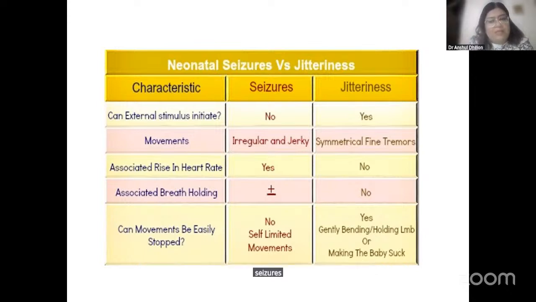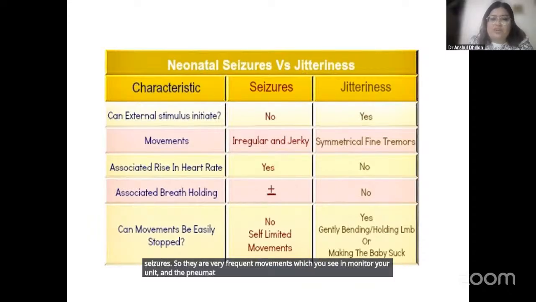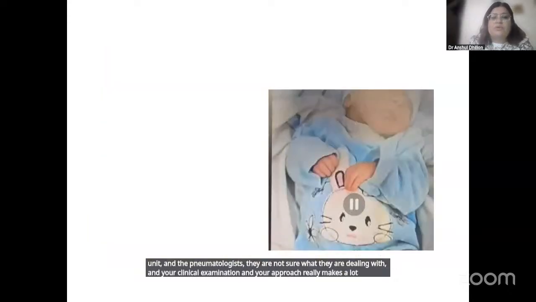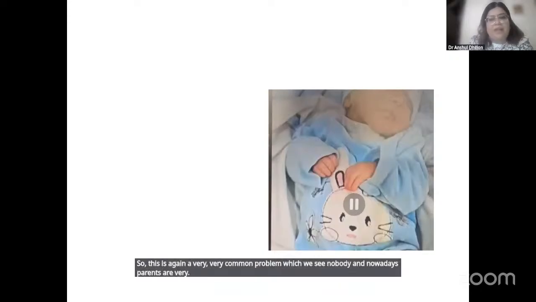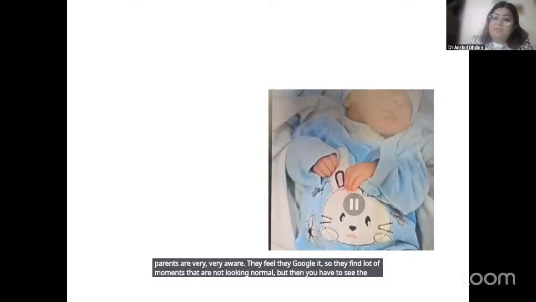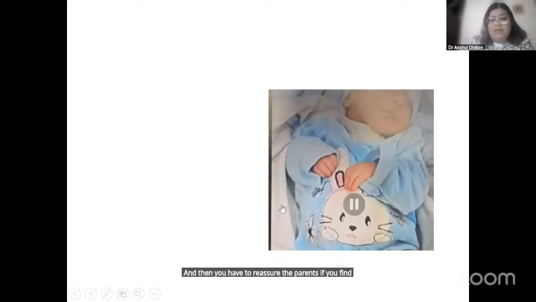So there are very frequent movements which you see in neonatal units, and the neonatologists are not sure what they are dealing with, and your clinical examination and your approach really make a lot of difference here. This is again a very, very common problem which we see in OPD, and nowadays parents are very aware. They Google it, so they find a lot of movements that are not looking normal. But then you have to see the movements, how you perceive them, and then you have to reassure the parents if you find they are not looking abnormal to you.